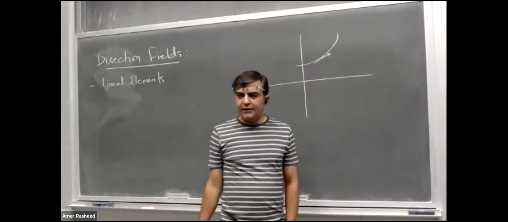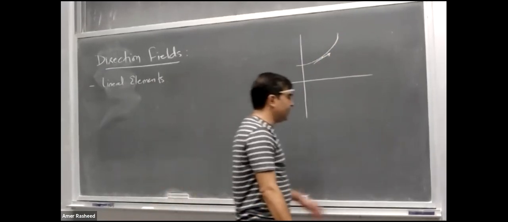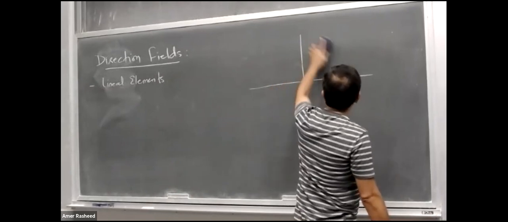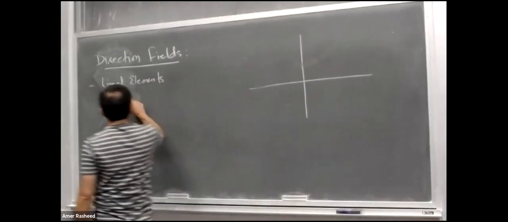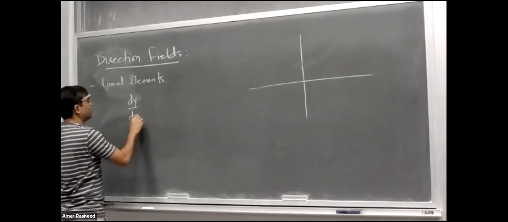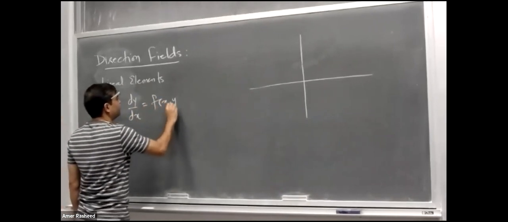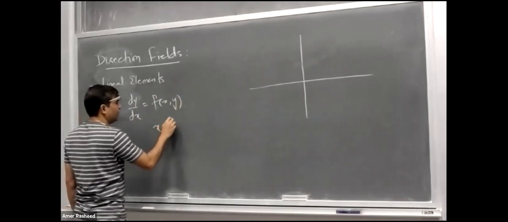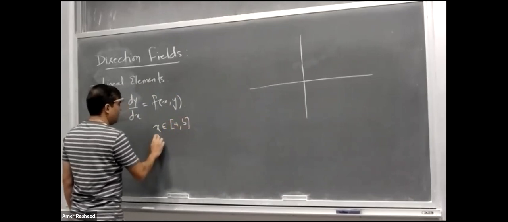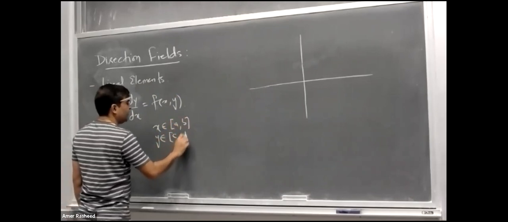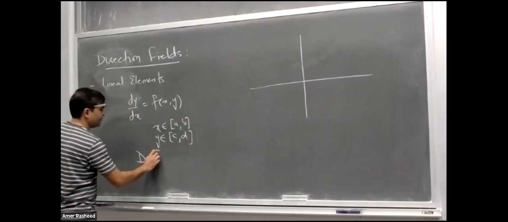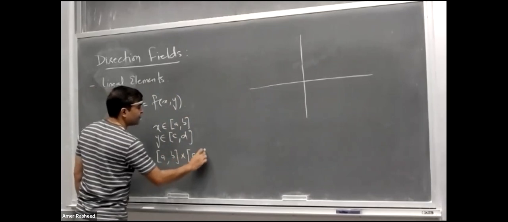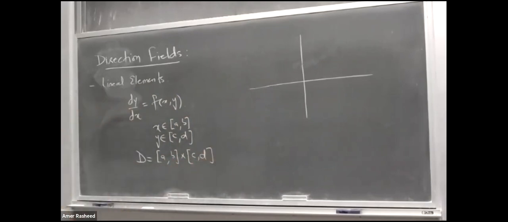on the curve. Okay, how can we calculate the lineal elements? In fact, we can calculate the lineal elements without having the curve. If we have a differential equation dy by dx is equal to f of x, y, and the domain is given, x belongs to some interval a, b and y belongs to some interval c, d. In fact, the domain is what? It's the Cartesian product of [a, b] and [c, d]. It's a two-dimensional domain.